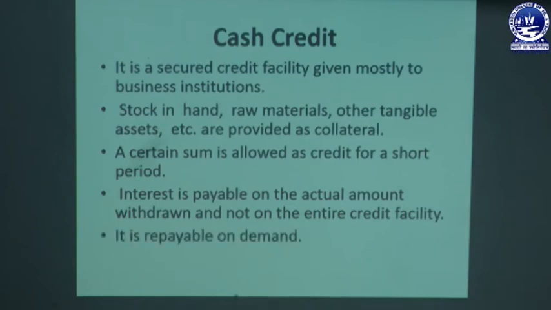So cash credit is what? When we have some collateral, raw material or stock in hand or other tangible assets, and interest is to be paid on the actual amount withdrawn on that, not on the entire credit facility, and that is given by the bank.